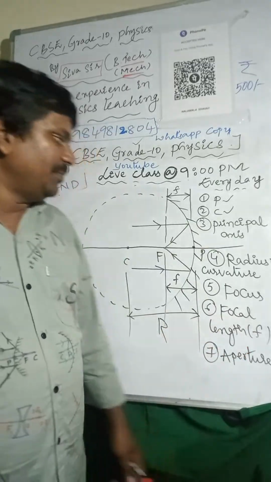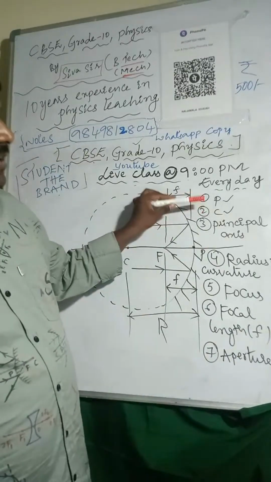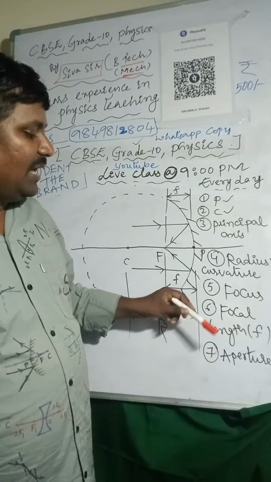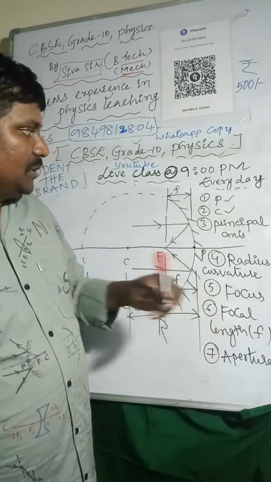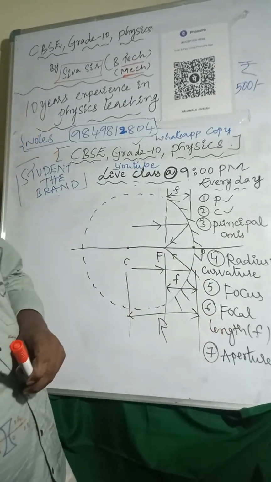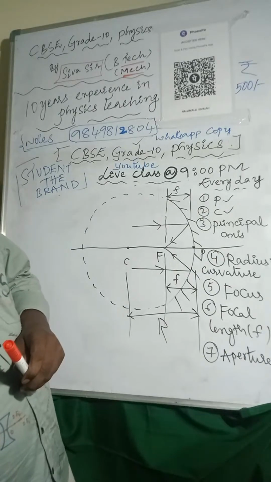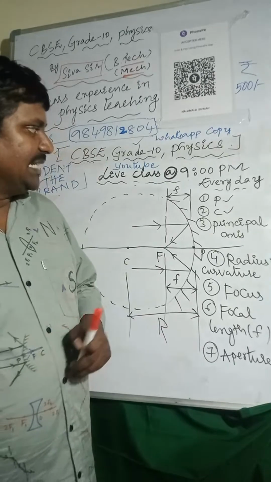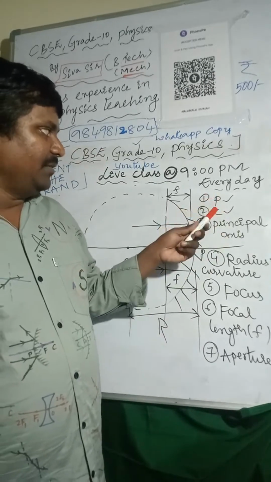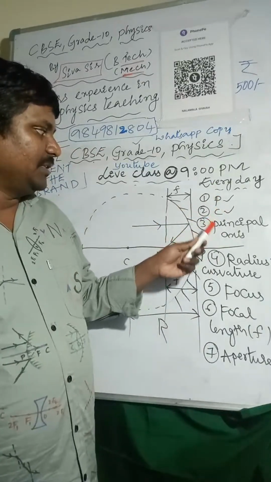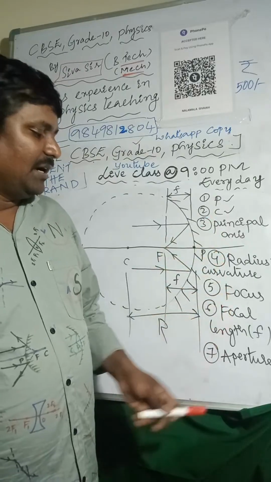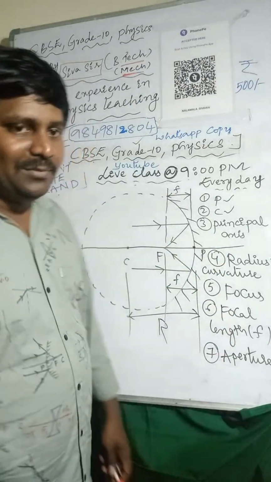Clear? So this is about pole, center of curvature, principal axis, radius of curvature, focus, focal length, aperture. Right? The short form is PC, PR, F squared A: PC for pole and center of curvature, PR for principal axis and radius of curvature, F squared for focus and focal length, and A for aperture. Right? So I'm going to the next one.